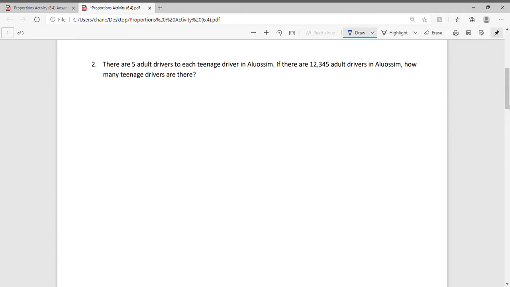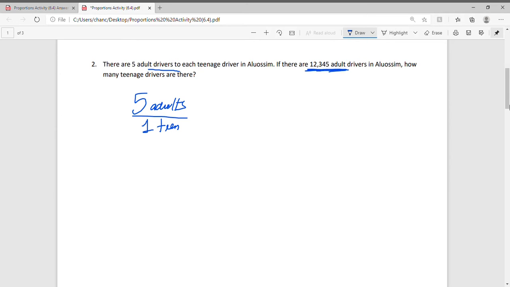In question 2, there are 5 adult drivers to each teenage driver in Alyssum. If there are 12,345 adult drivers in Alyssum, how many teenage drivers are there? We have to create a proportion. We know there are 5 adults per 1 teenager. That's our ratio, 5 to 1.